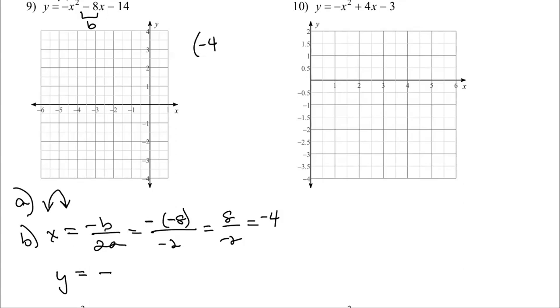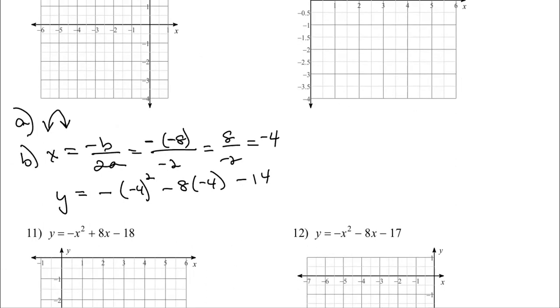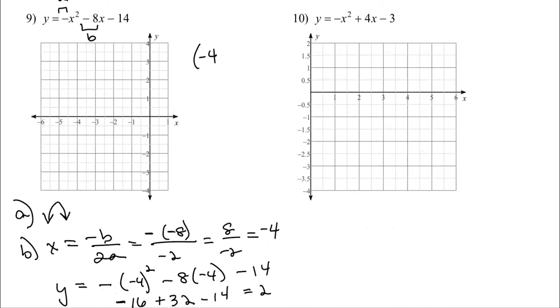Plug it in. Negative 4 squared minus 8 times a negative 4 minus 14. Let's do the math. Negative 4 squared is going to be 16, but then I have a negative outside, so that's negative 16. Negative 8 times a negative 4 is a positive 32, and then minus 14. Okay, negative 16 plus 32 is a positive 16. 16 minus 14 equals a positive 2. This value is 2.